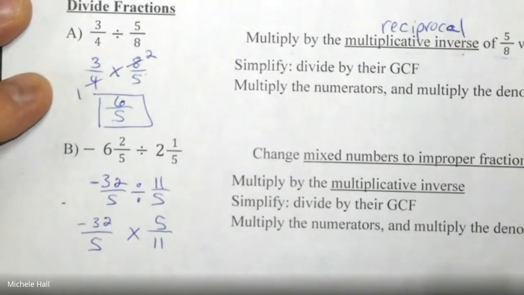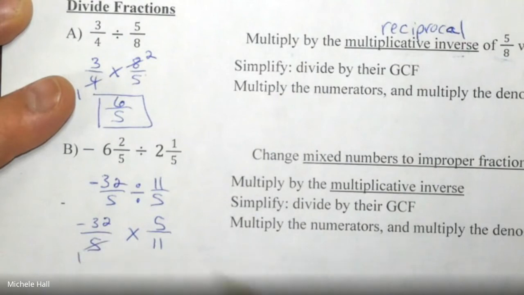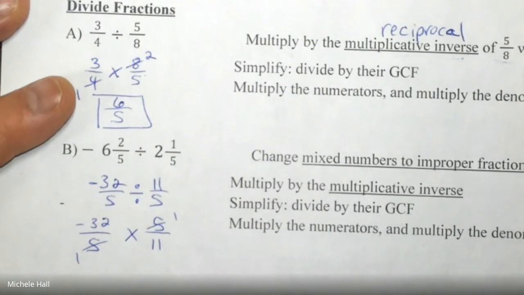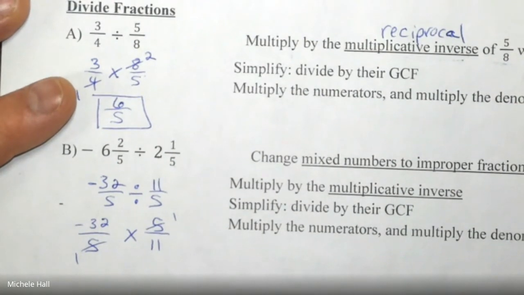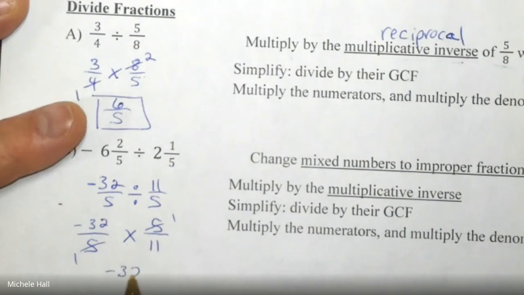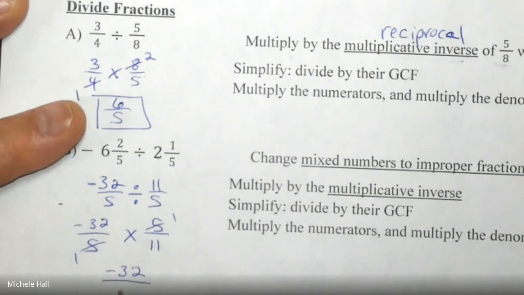Yeah. Just the 5s. 5 divided by 5 is 1. 5 divided by 5 is 1. And then I just multiply straight across. 11 has nothing in common with 32. 22, 33, 44, but not 32. So just multiply straight across. Negative 32 times 1 is negative 32. 1 times 11 is 11.